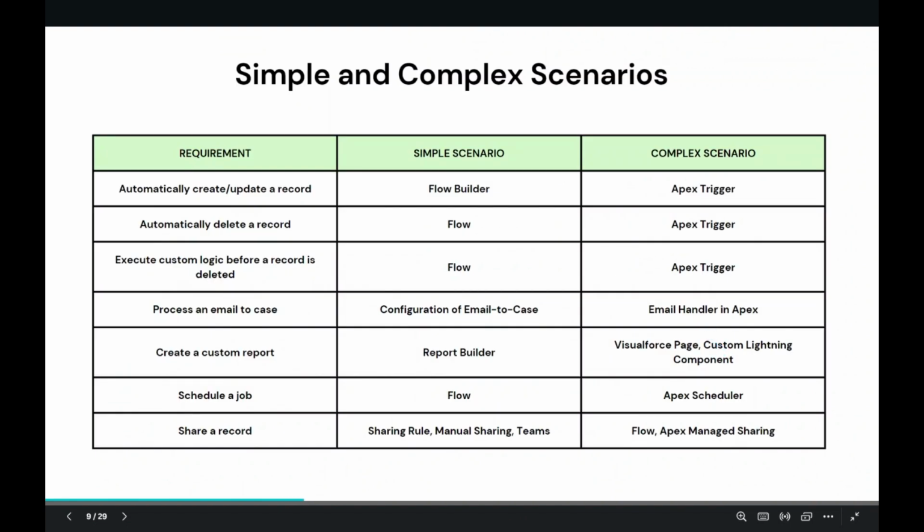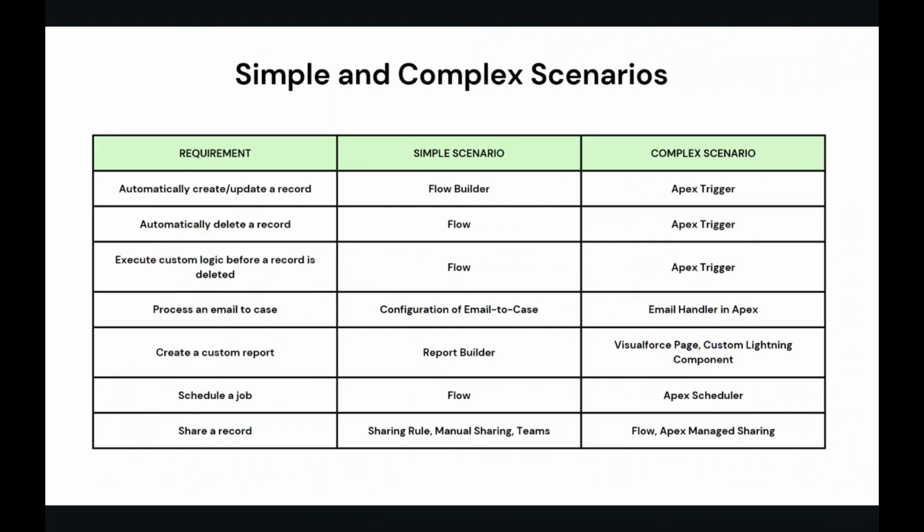Now we will go through some simple and complex scenarios based on the requirement. If you need to automatically create or update a record in a simple scenario, you will use Flow Builder. In a complex scenario, you would use an Apex Trigger. If you want to automatically delete a record, you should use a Flow in a simple scenario and an Apex Trigger in a complex scenario. The same goes if you want to execute custom logic before a record is deleted.